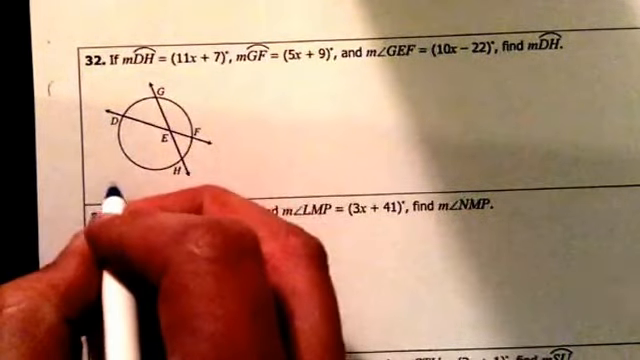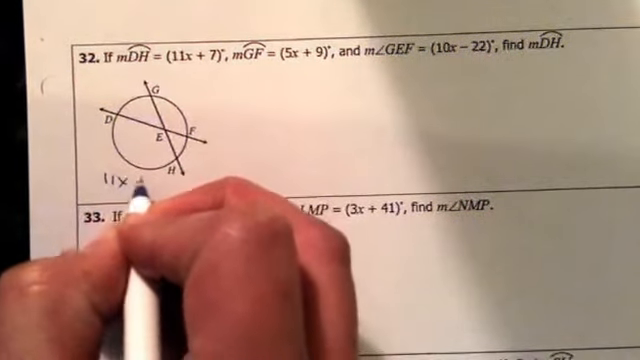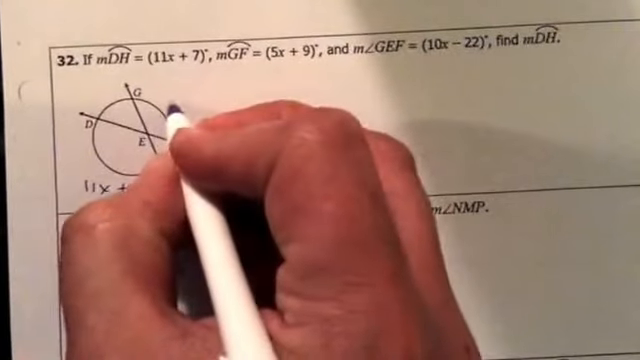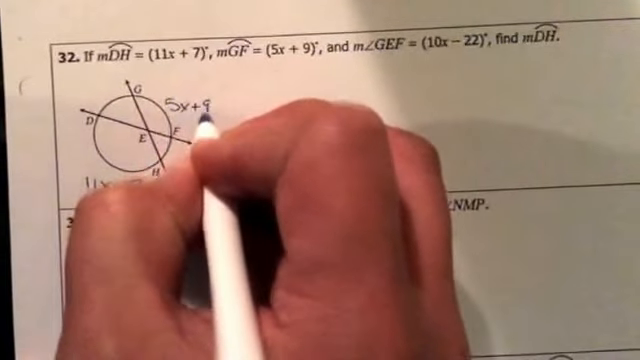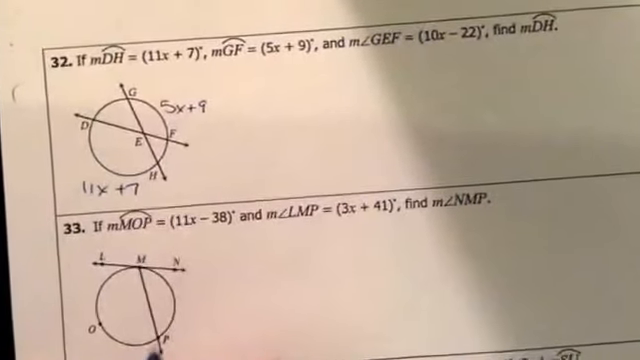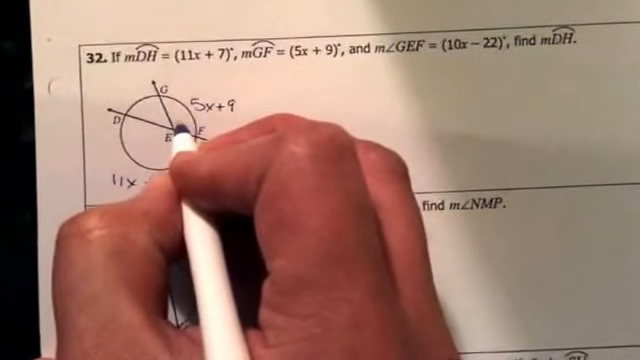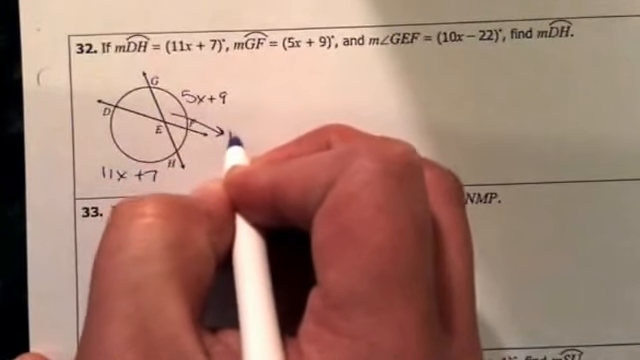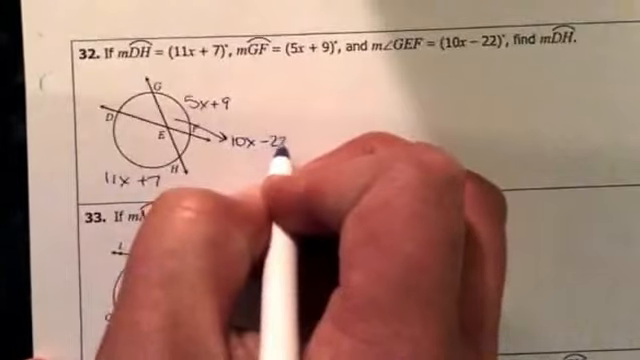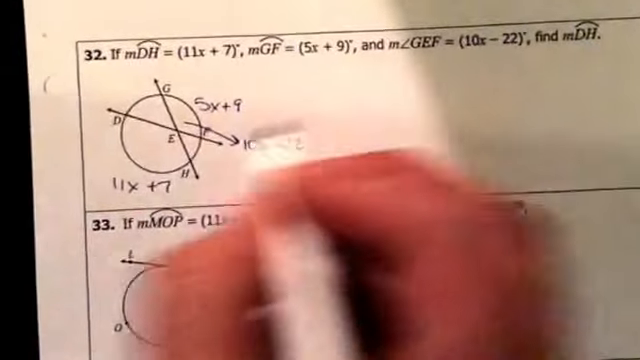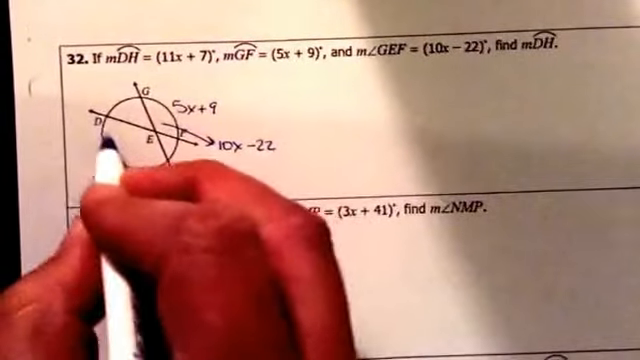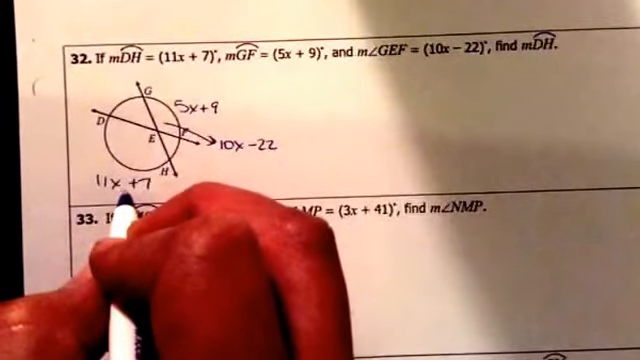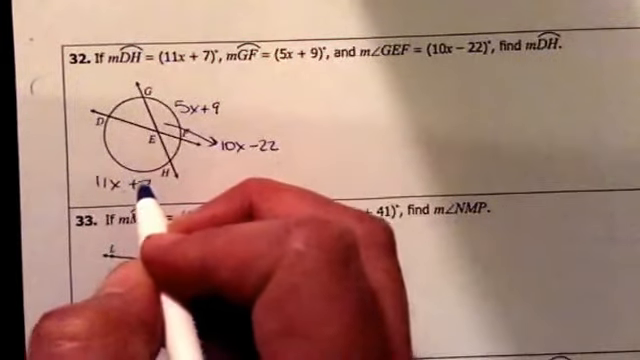DH, this arc right here, is 11x plus 7. GF is 5x plus 9. And angle GEF, right here, this angle is 10x minus 22. What they want us to do is find arc DH, so once we're done here, we're going to have to plug our x into this expression right here.